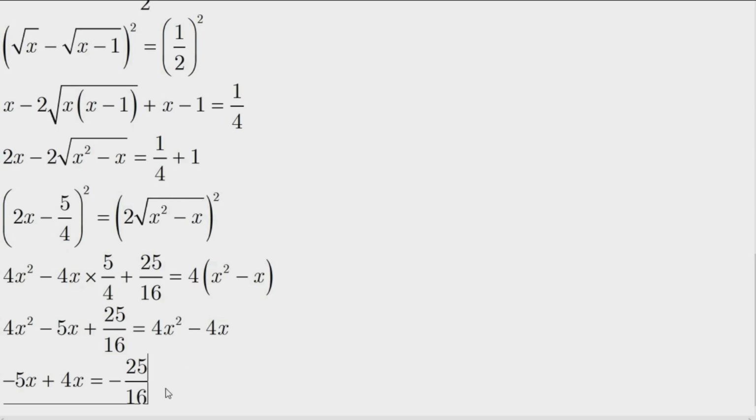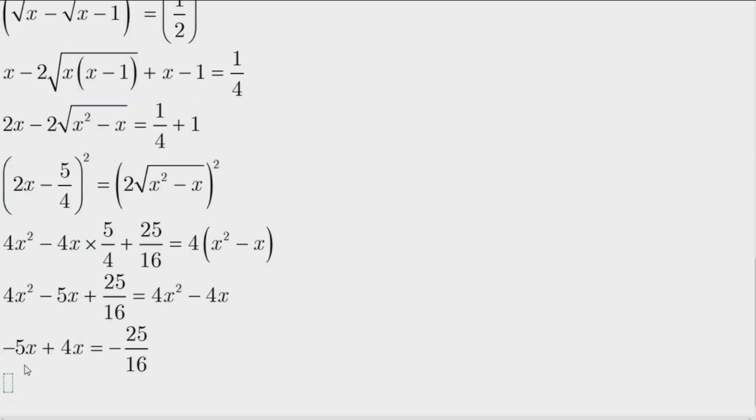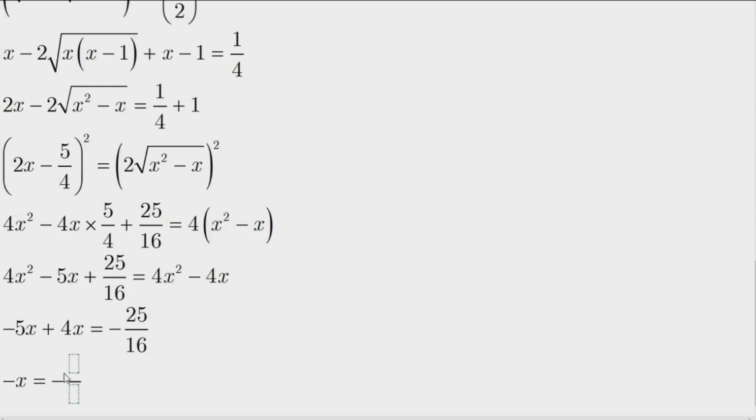Alright, so this will be equal to minus x equal to minus 25 divided by 16. So minus at the left hand side and minus at the right hand side can simplify with each other. Then that will be x equal to 25 divided by 16, which is the answer of the equation.